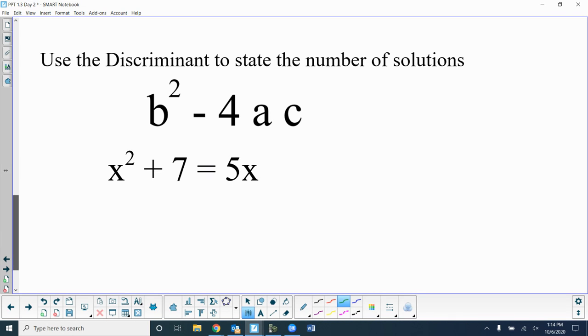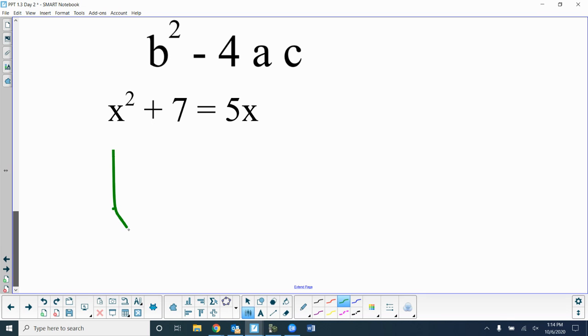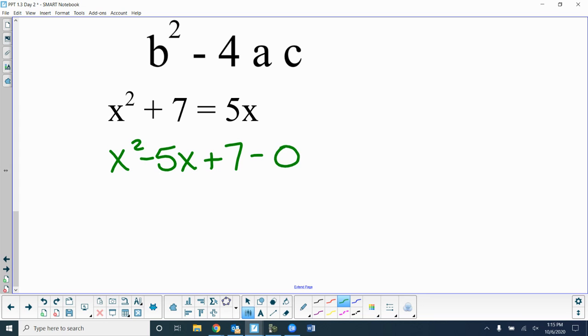So the first thing I would do is get it in the right order. So Chris, go ahead and put it in the right order for me. Oh, x squared plus 5x plus 7. Close. When we move that 5 over, what happens to it? Negative. Thank you. Very good, sir. So that's what we want to look at first. Put it in the right order so you know what your a, b, and c is.